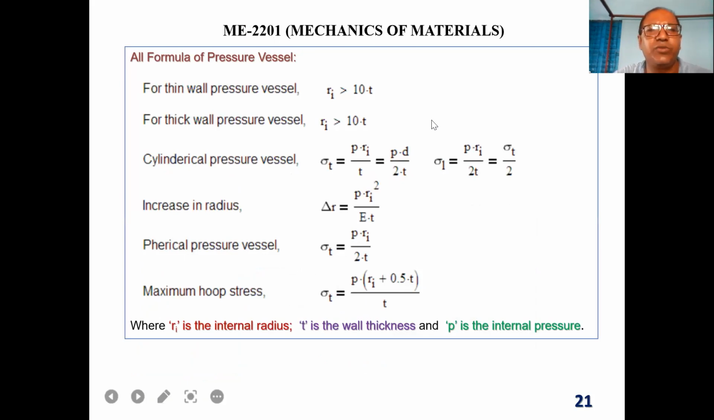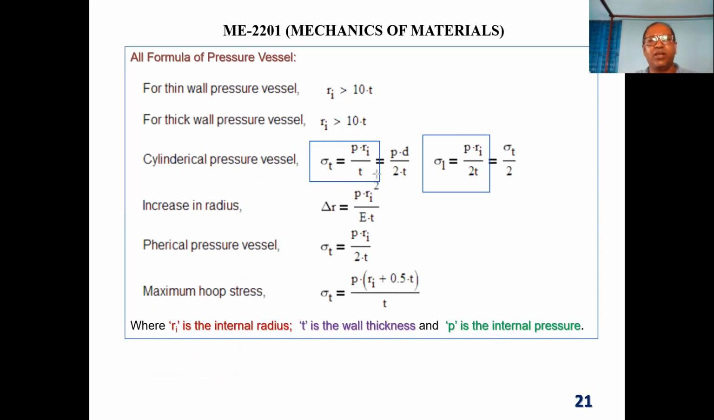So you see right over here, this is sigma T and this is sigma L. This is a cylindrical pressure vessel. You see sigma L is half of sigma T, so sigma T is the more critical. For a spherical pressure vessel, sigma T is equal to this one. So these two are almost the same: sigma L for cylindrical and sigma T for spherical. So what is the benefit of a spherical pressure vessel?